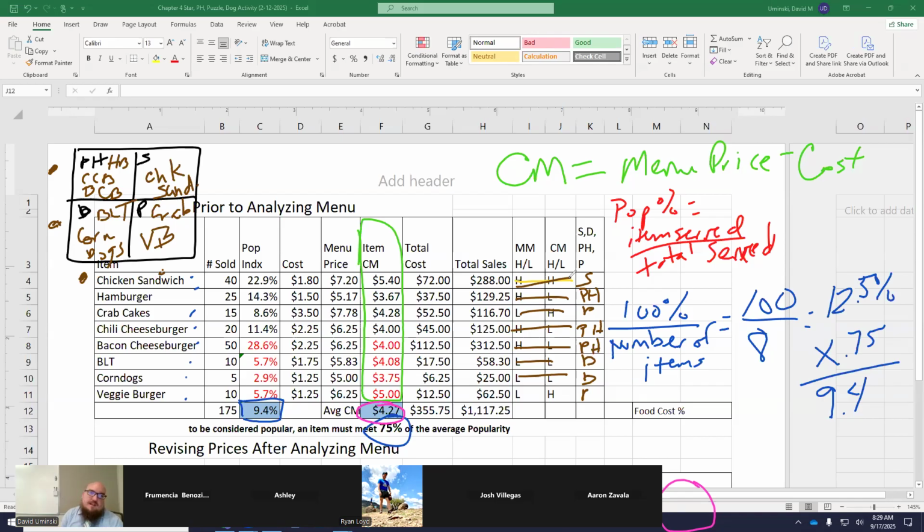Okay. And so looking at this, our chicken sandwich, our hamburgers, our chili cheeseburgers, our bacon cheeseburgers, our plow horses, our chicken sandwich is the star. Okay. And our dogs, the BLT, the corn dogs. If we ever have something in the dog category, do we just get rid of it? No. We might want to justify why we have it. So what is the difference? Like, why would we not get rid of a BLT on our menu?